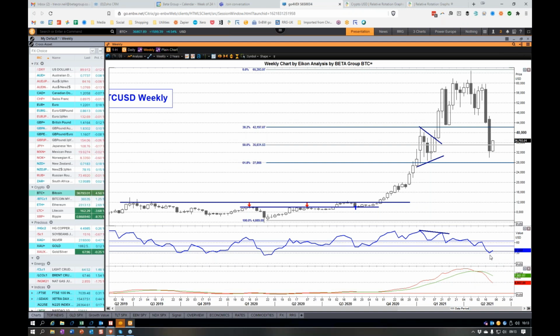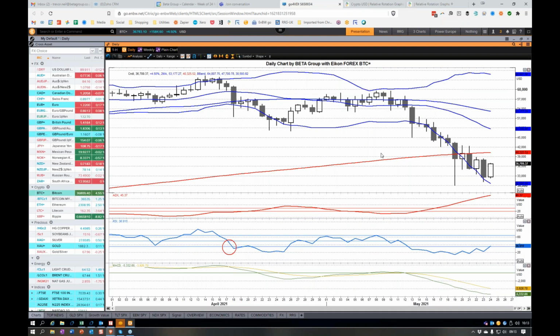The weekly RSI has gone below 35 and turned up. The MACD, of course, which is somewhat lagging, is behind us. So how does this look on the daily chart? Well, it doesn't look that bullish yet. We're still coming down here. We've got one white candle today.